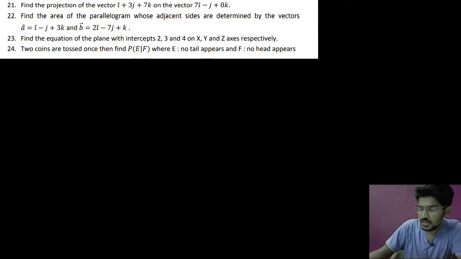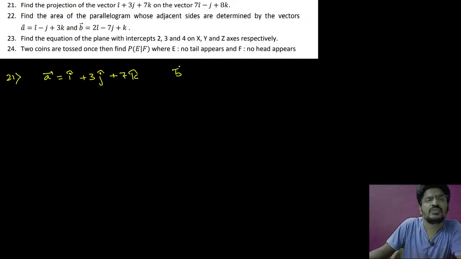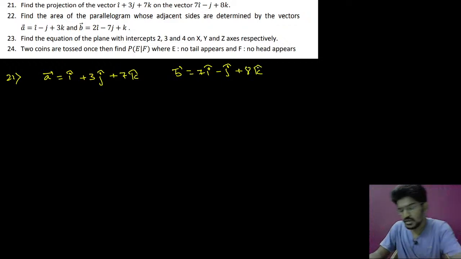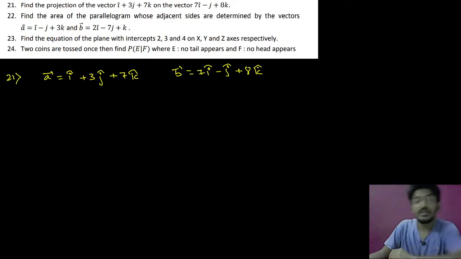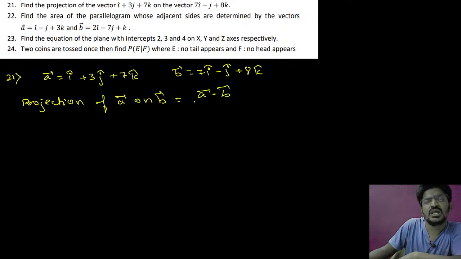So you just see problem number 21. Find the projection of the vector I cap plus 3j cap plus 7k cap, which I will take as A, and vector B, 7i cap minus j cap plus 8k cap. Now we have to find the projection of vector A on vector B, which is given by vector A dot vector B divided by mod of vector B.